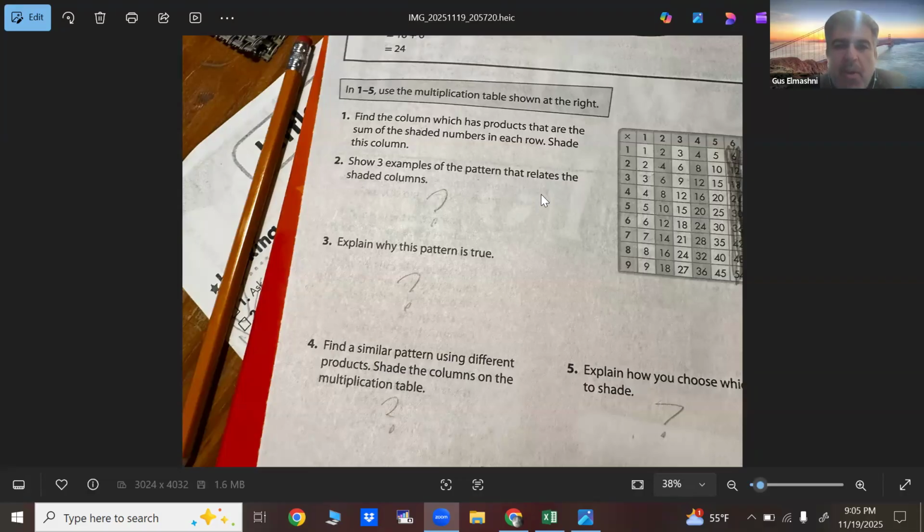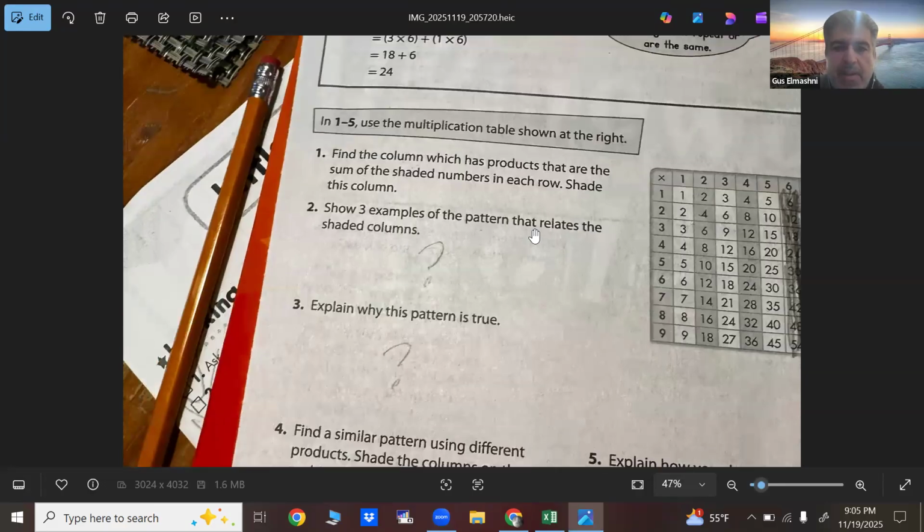So let's take a look at number one. You did that correctly. You found the right column. Now it's kind of confusing the way they worded the question. When they say products, I think they just meant numbers. But there are some of the shaded numbers in each row.